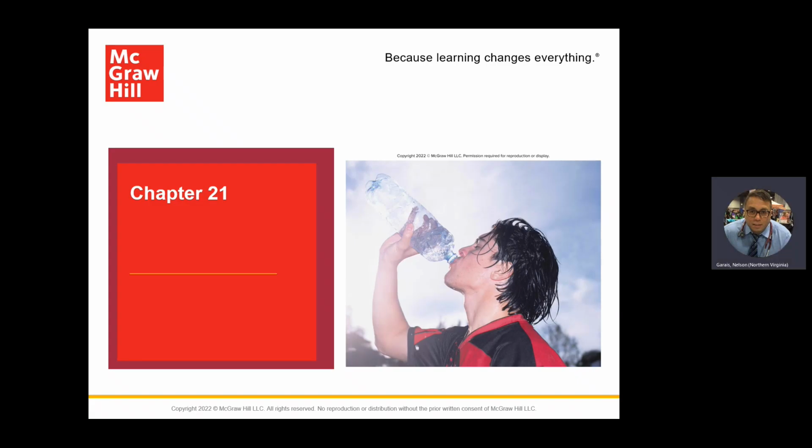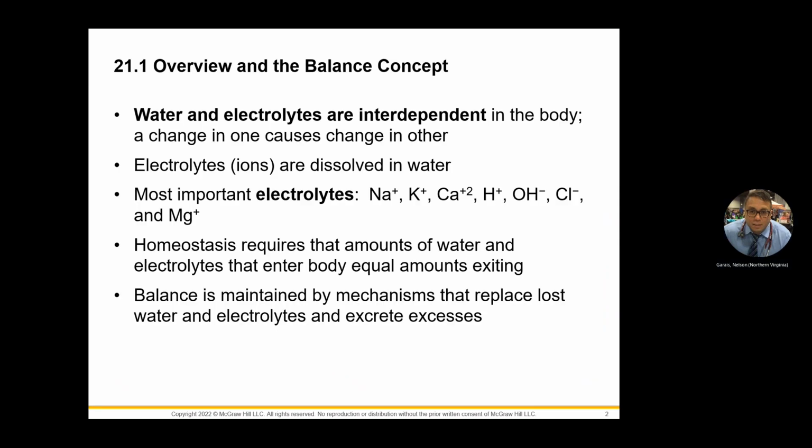Today's lecture is on chapter 21, water and electrolytes. Now, we already know that anything that is an ion is reactive. Positive ions are cations like sodium, potassium, and calcium here, and of course, hydrogen ion. Hydroxide and chloride are anions. We forgot about magnesium here. They're reactive ions, but they're dissolved in water, hence the term electrolytes.